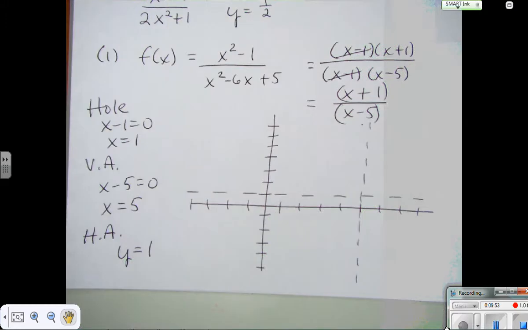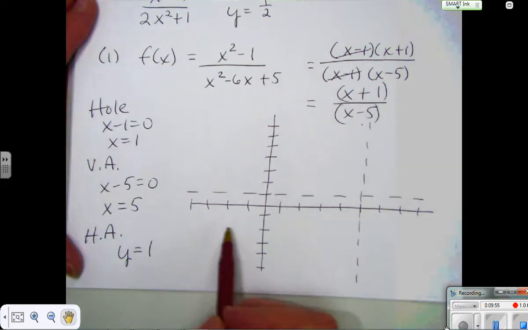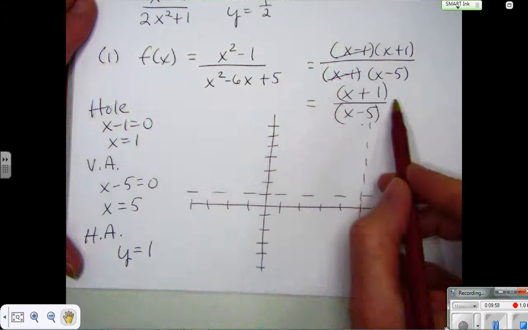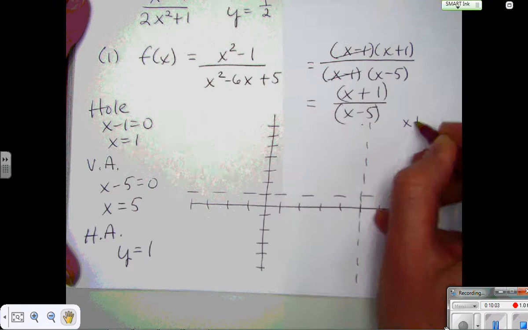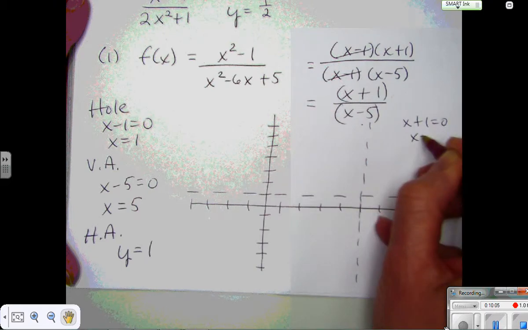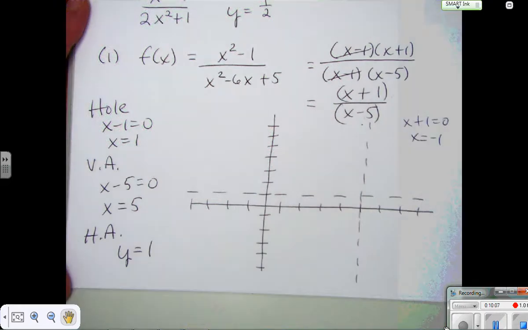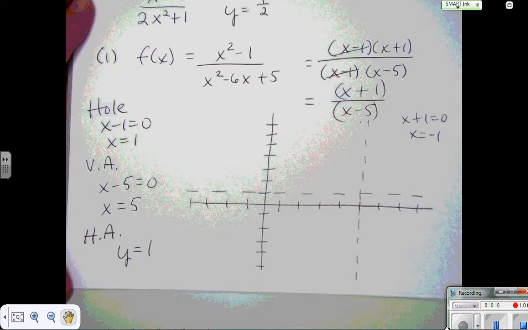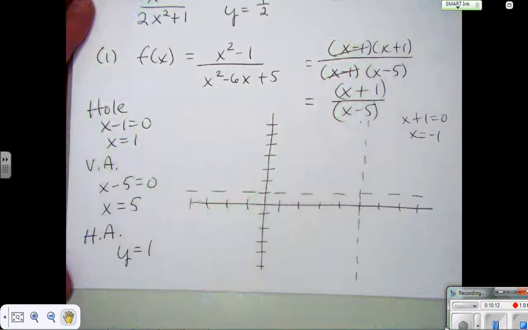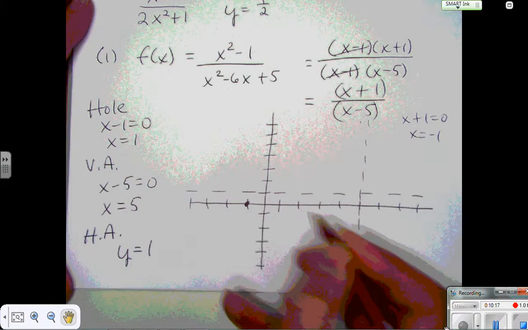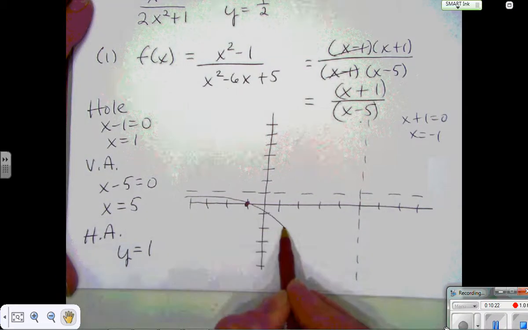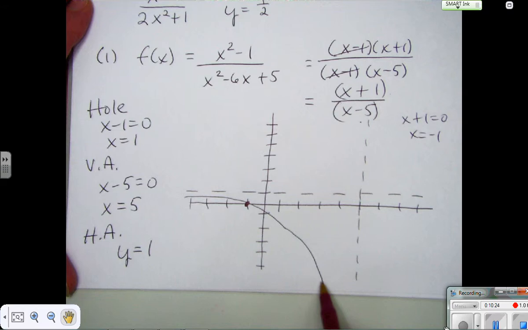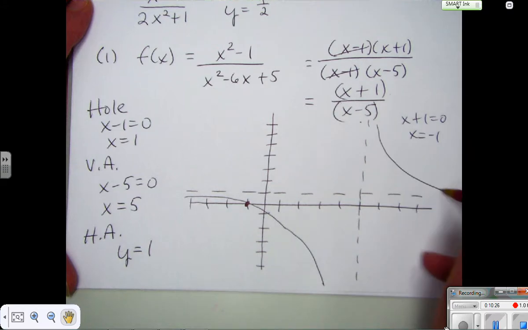to figure out where your graph crosses the x-axis, I'm going to take the numerator, it's x plus 1, set it equal to 0, and x is going to have an intercept at -1. That's what that means. Okay, so your x-intercept comes from the numerator, the vertical asymptote comes from the denominator. So I'm going to put a point right there at -1, and I'm going to just sketch my graph. And this branch goes up like this.